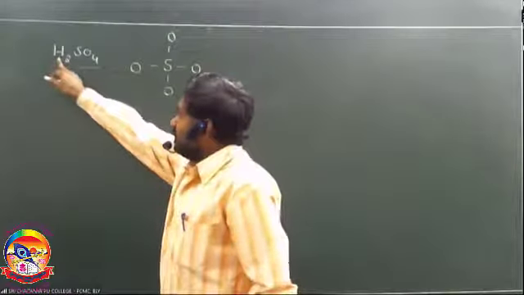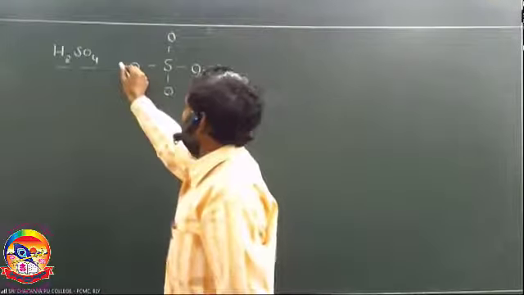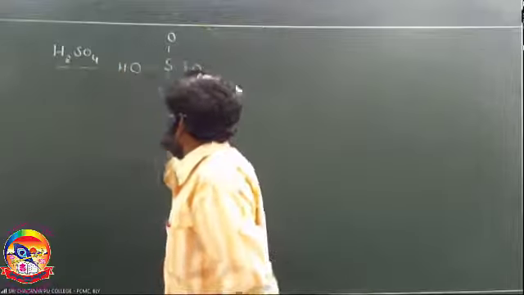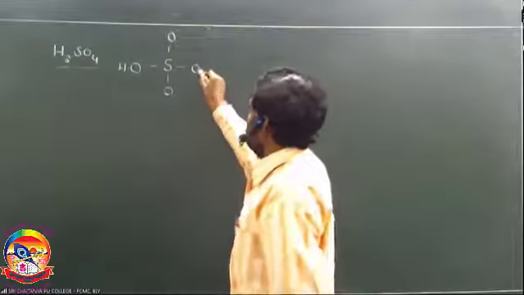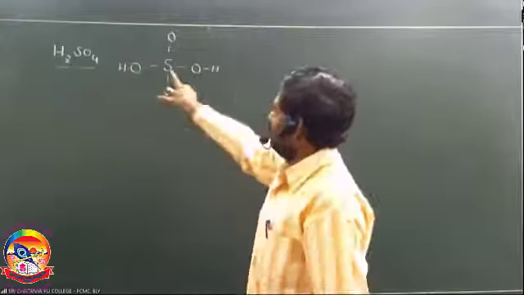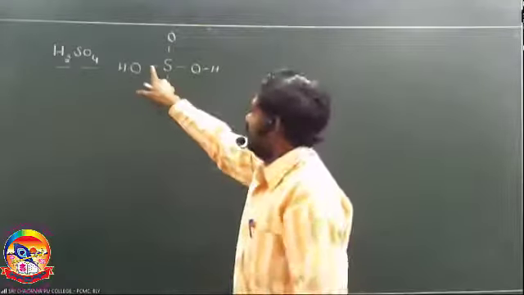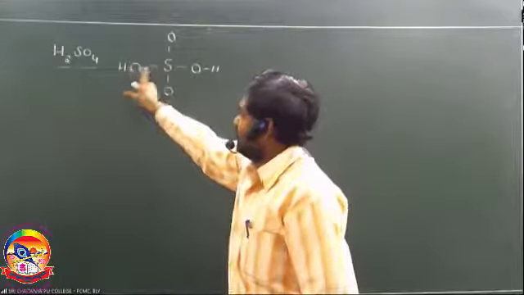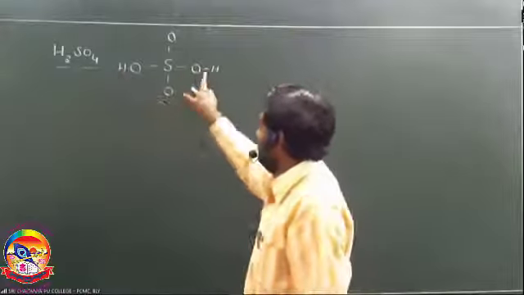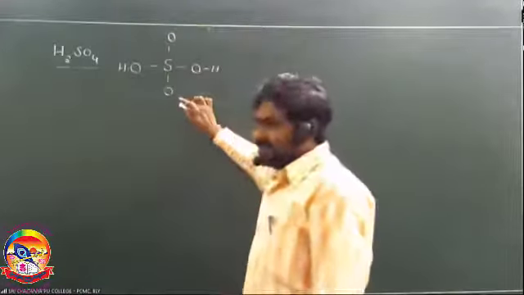The total number of hydrogens is 2. Hydrogen is monovalent, hence one hydrogen is attached with one oxygen, and another hydrogen is attached with the second oxygen. So sulfur has 4 bonds now. The divalency of these oxygens is satisfied, and hydrogen being monovalent is also satisfied. Now check the other 2 oxygens.